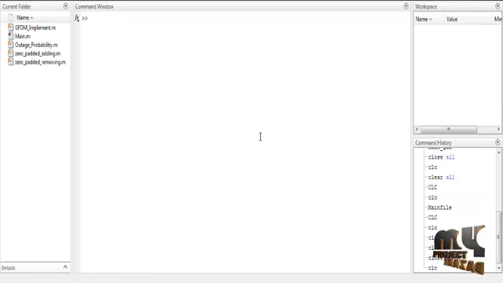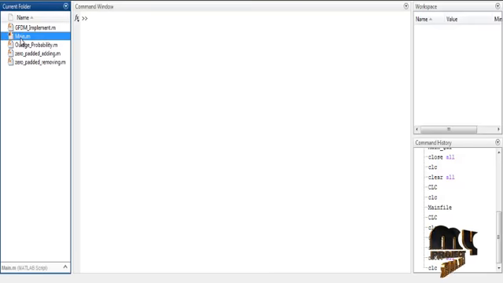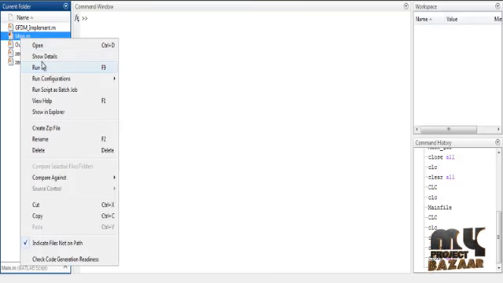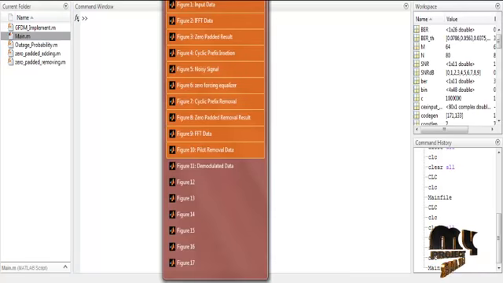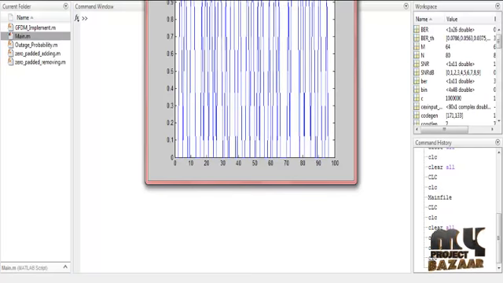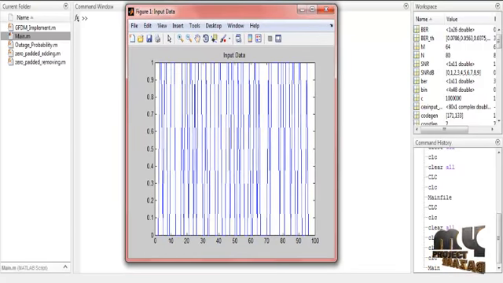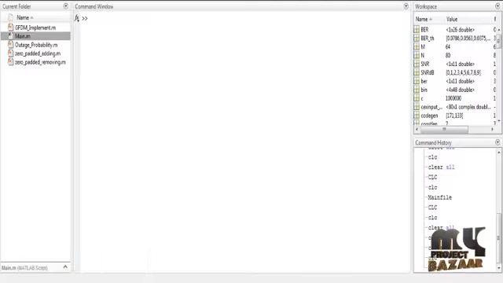Now let us discuss the running procedure for the process. Click the main file and then run. It takes some time to run the process. Now all the figures are displayed. First of all, the input data. This input data is randomly generated, so here we are using the randomly generated data of the process.